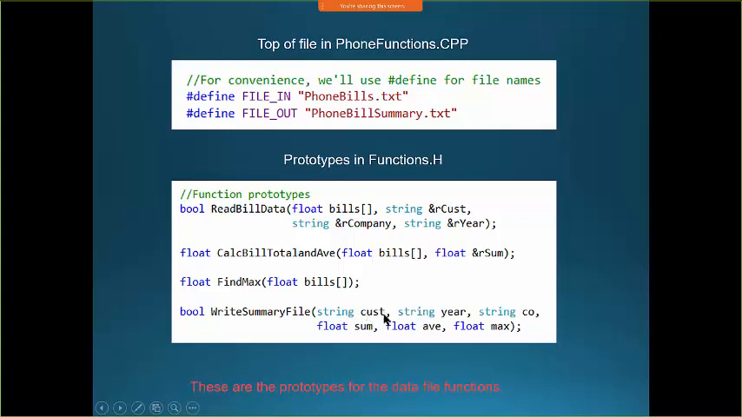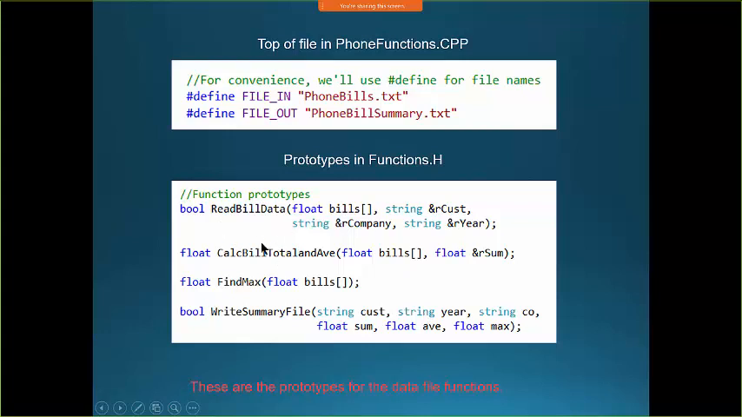Why does this write method not have references here? Why is it just passing that stuff in? Well, if you think about it, we're passing in the values, and it's going to write them to a file. The write summary file is not getting anything and bringing it back out of the function. It's taking everything into the function and throwing it to a file.